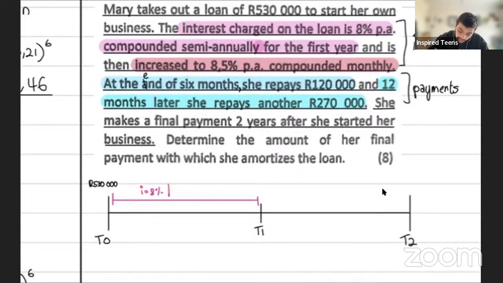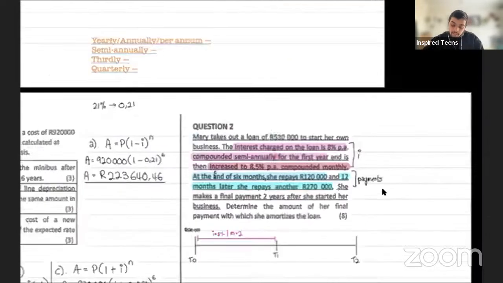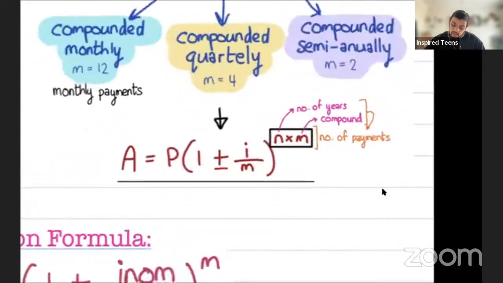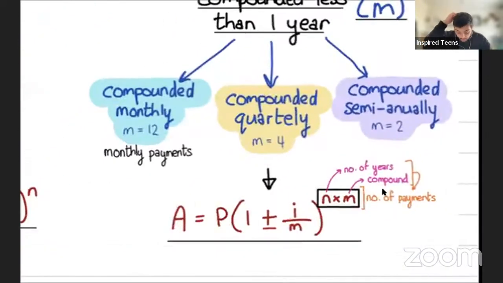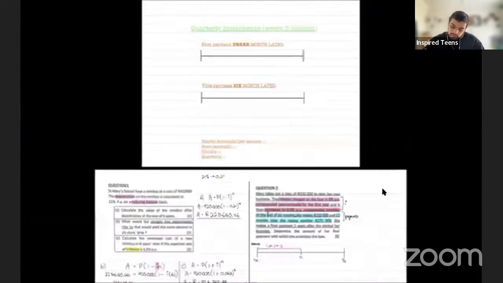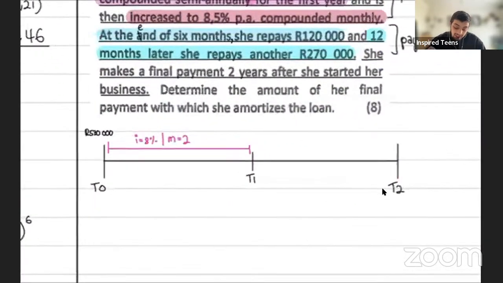And what else do we have? Compounded semi-annually, so actually M is 2. Remember number of payments, if we go back here quickly, here we have it. Compounded monthly, M is 12 because we make 12 payments, a payment every month. Compounded quarterly, we make 4 payments, a payment every 3 months. Compounded semi-annually, we make 2 payments, a payment every 6 months. So that's what we need to make note of, I as well as M, the two important things.